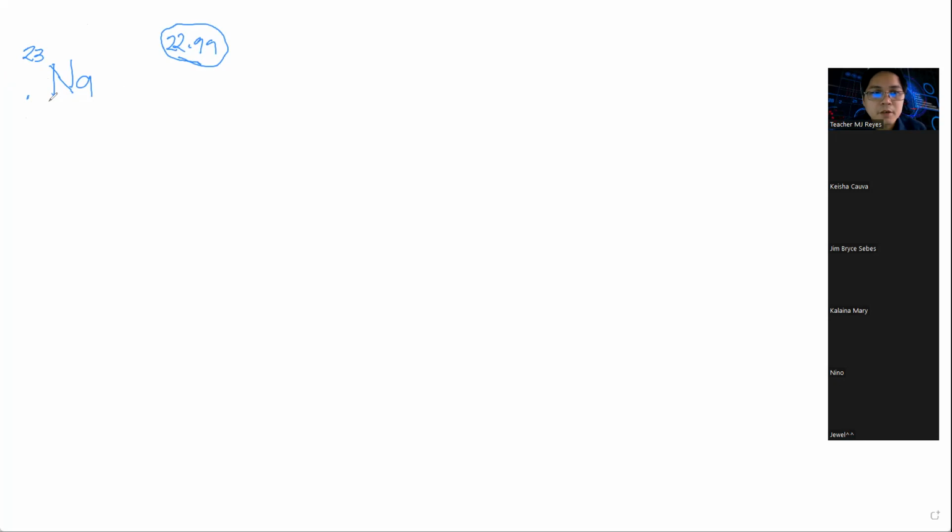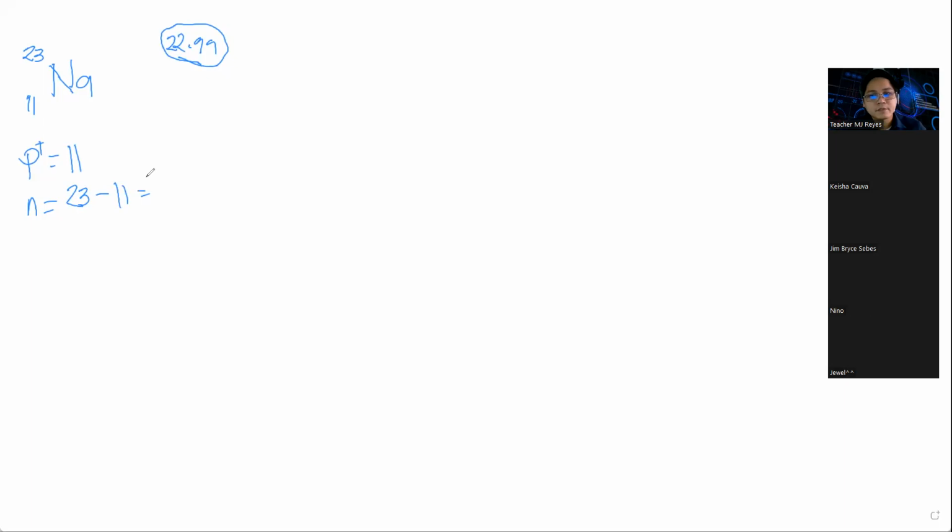Next is the atomic number. What is the atomic number of sodium? Sodium is the 11th element in the periodic table. So this is 11. We have sodium 23. Protons is always equal to the atomic number, so this is 11, correct? Neutrons is equal to the atomic mass, higher minus lower, the atomic mass minus the atomic number. So 23 minus 11, what is the answer?